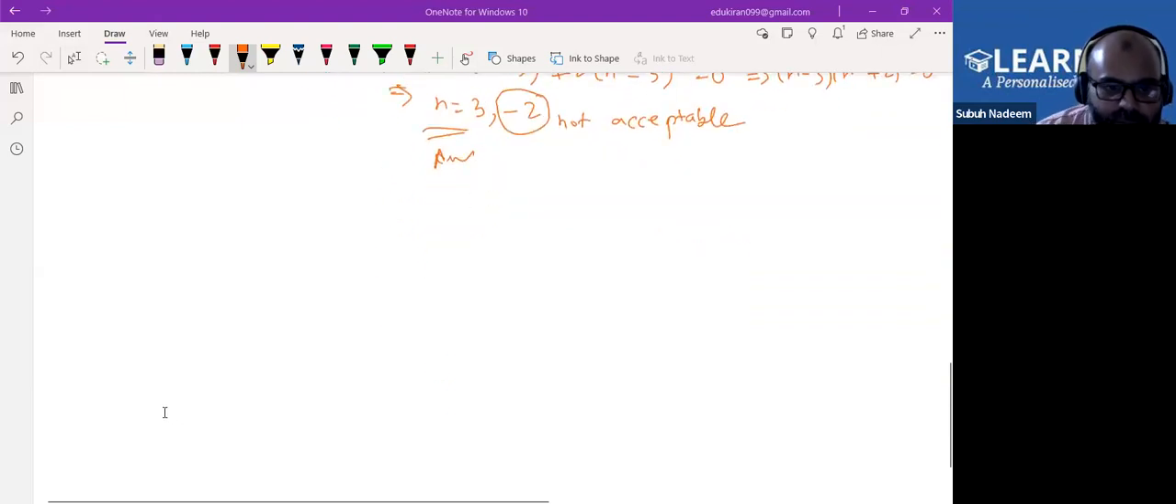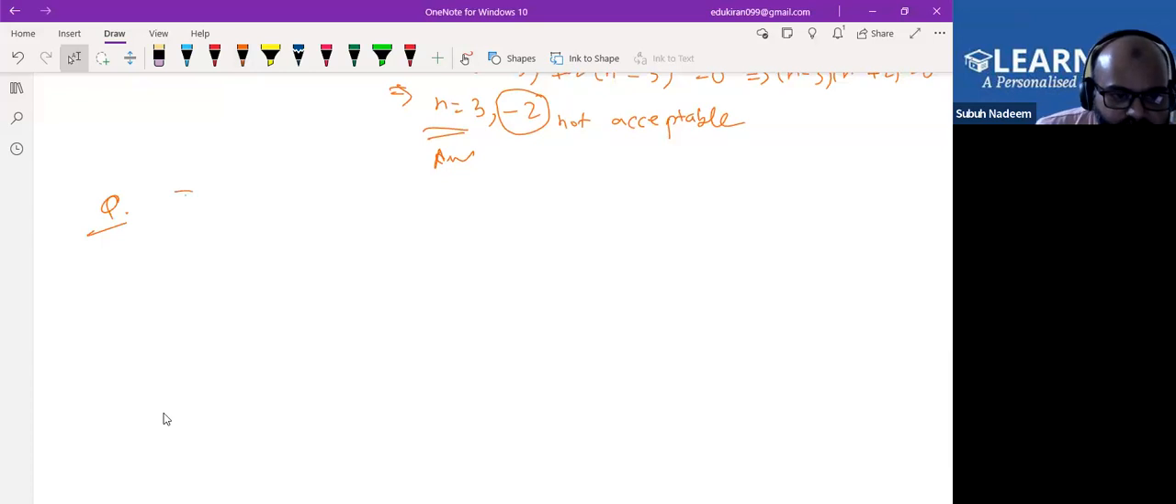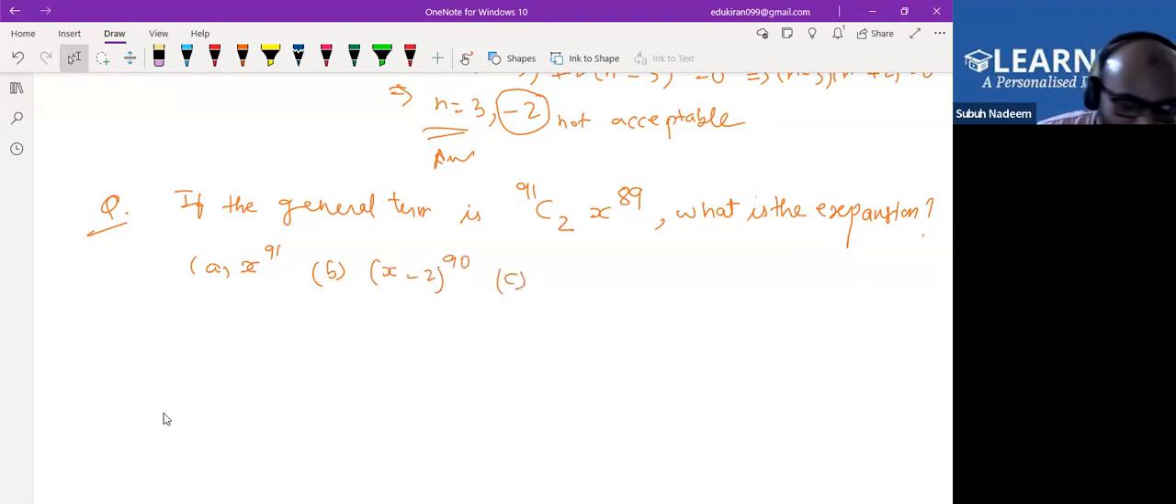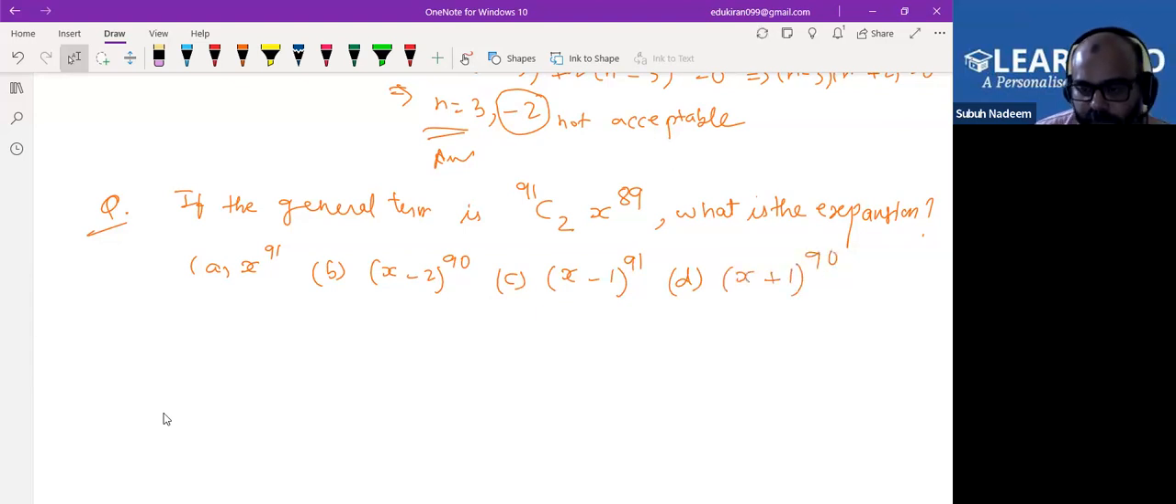Let us come to the next question. This is an objective MCQ. If the general term is 91C2 x to the power 89, what is the expansion? Option A, x to the power 91. Option B, x minus 2 to the power 90. Option C, x minus 1 to the power 91. Option D, x plus 1 to the power 90. Which expansion will give you this?